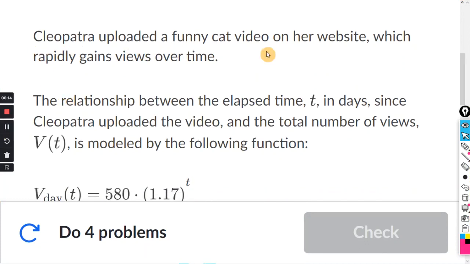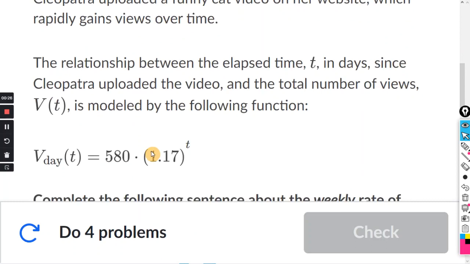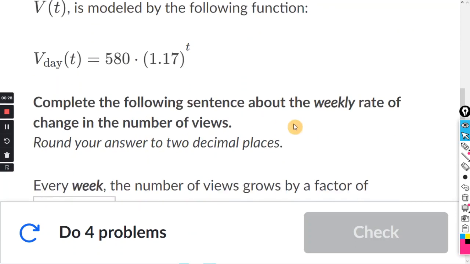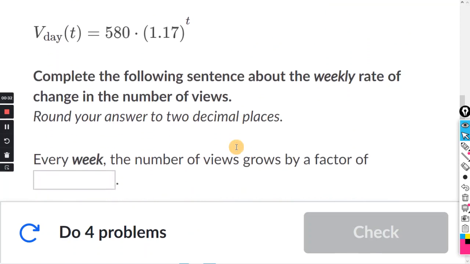Cleopatra uploaded a funny cat video on her website, which rapidly gains views over time. The relationship between the time t in days since she uploaded the video and the total number of views v of t is modeled by this function. Complete the sentence about the weekly rate of change, round to 2 decimal places. Every week, the number of views grows by a factor of blank.